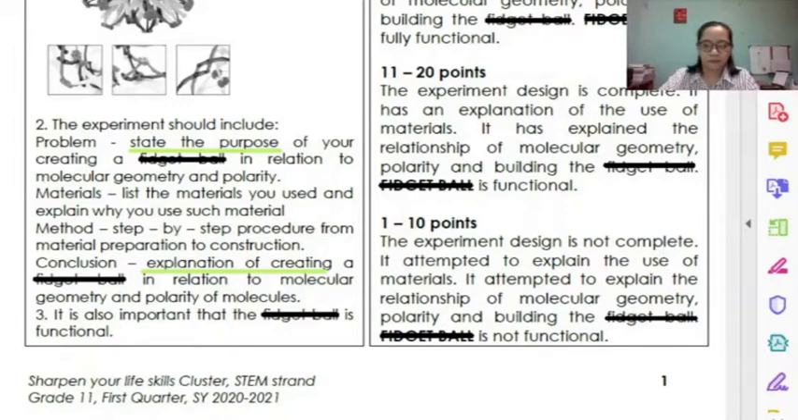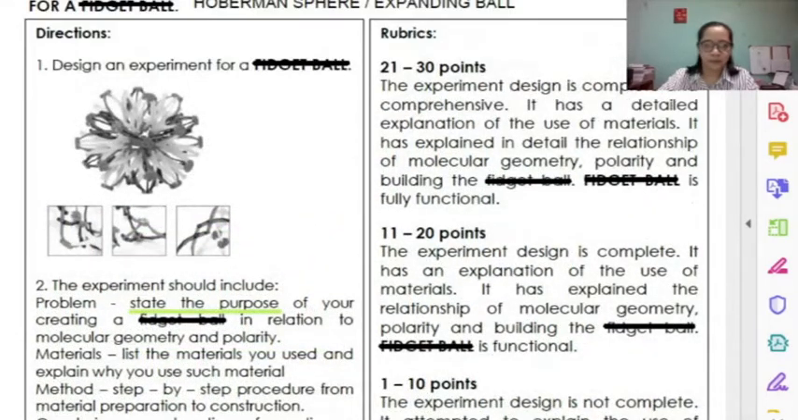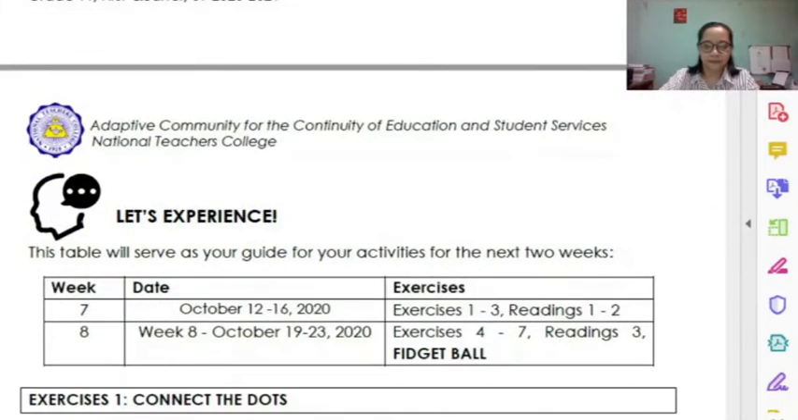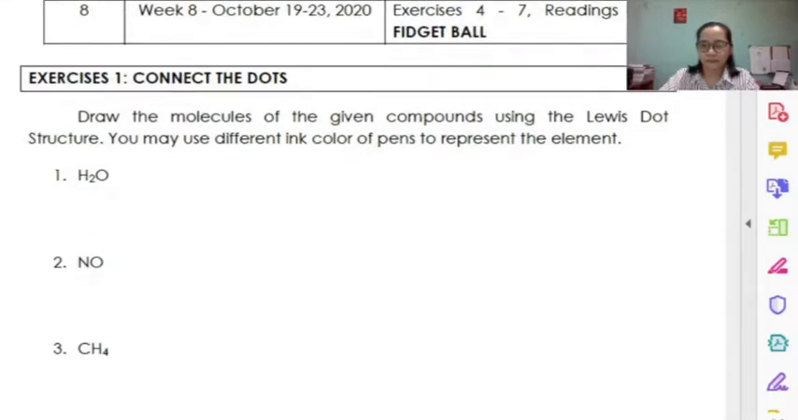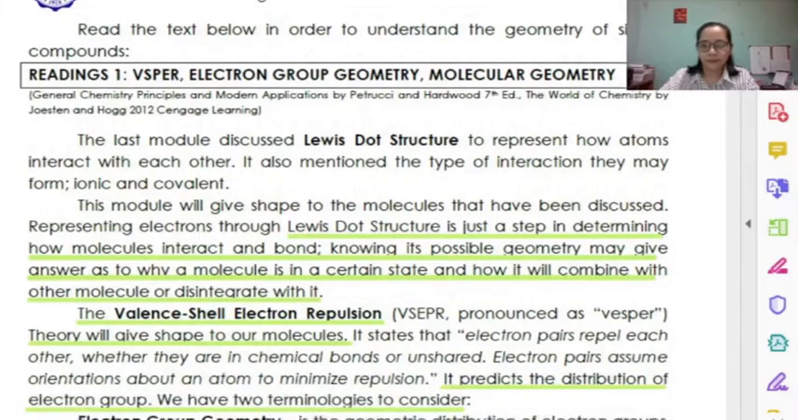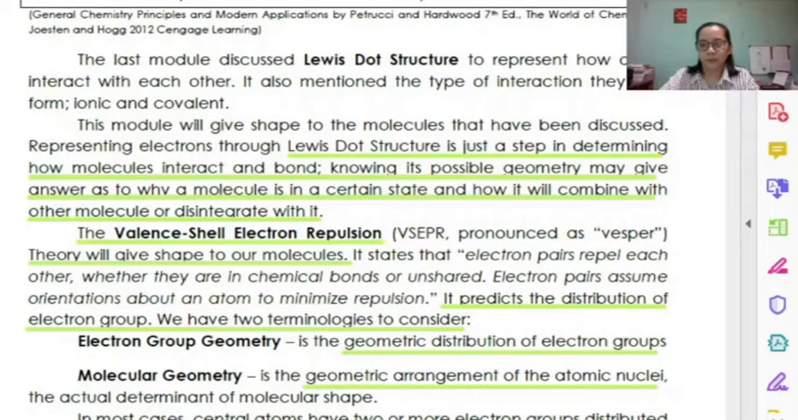And instead of the Haberman sphere being functional, it should be feasible or can be functional. Together with it are the rubrics. So please do read the rubrics for you to be able to achieve the highest possible score, which is 30 points. Next are the exercises, which are a review of the Lewis dot structure. And for the first reading, these are the important points.